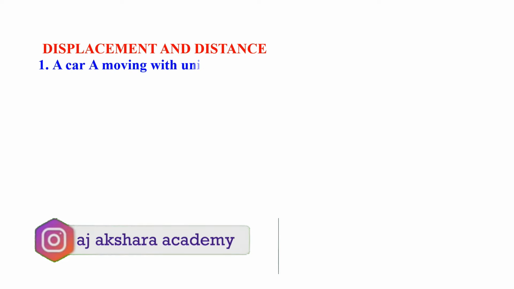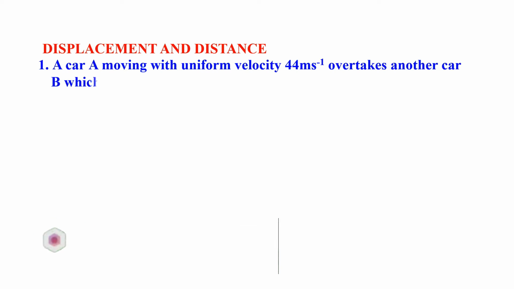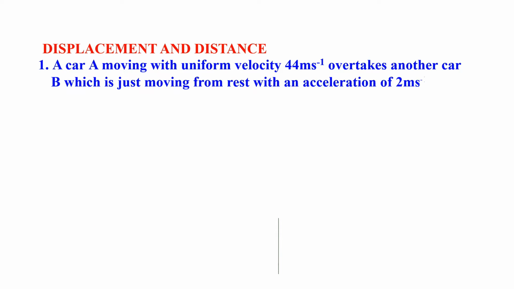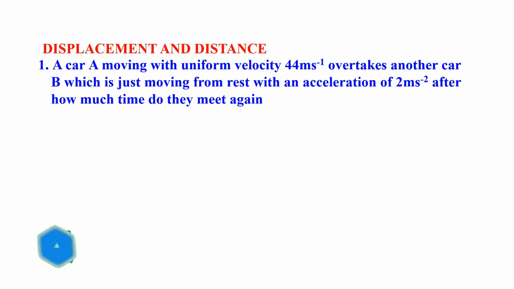First one. A car A moving with uniform velocity 44 meters per second overtakes another car B which is just moving from rest with an acceleration of 2 meters per second square. After how much time do they meet again?